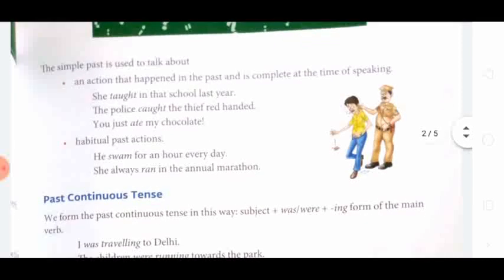Now where we have to use simple past tense? This is the most important thing you have to keep in mind. We use it for an action that happened in the past and was completed at the time of speaking. She taught in that school last year. Here see, the time last year is given. At the time of speaking, this action is completed. The police caught the thief red-handed. Caught.